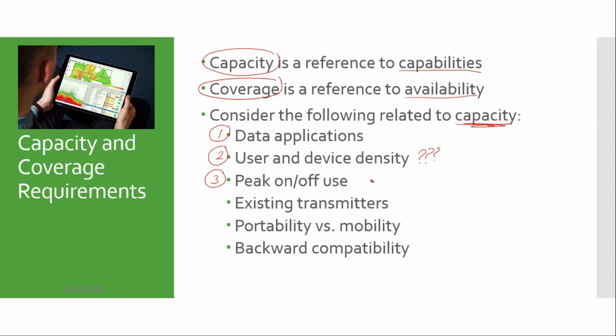For peak on-off use, be sure to ask what the peak times are. Existing transmitters refers to interfering devices such as microwaves, cordless phones, wireless machinery and so on. Portability and mobility: there are two types of mobility, the first is related to portable and the other is through mobility. And the last one is backward compatibility for legacy devices.